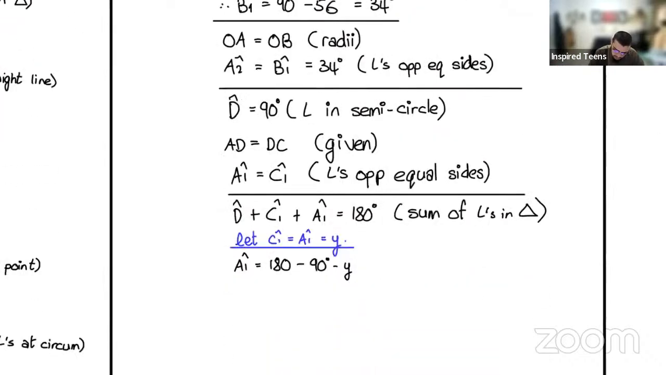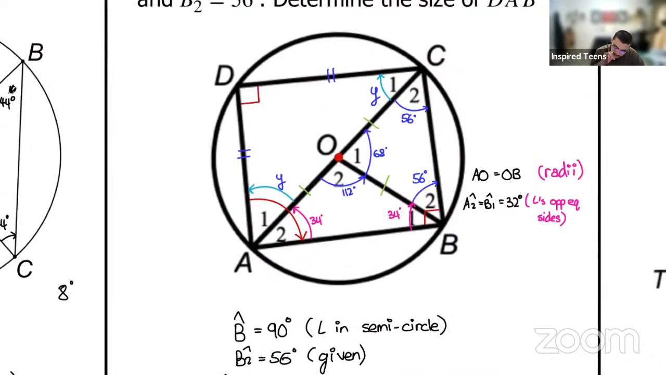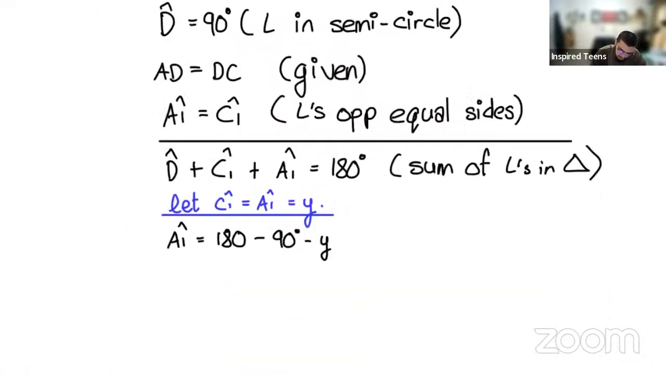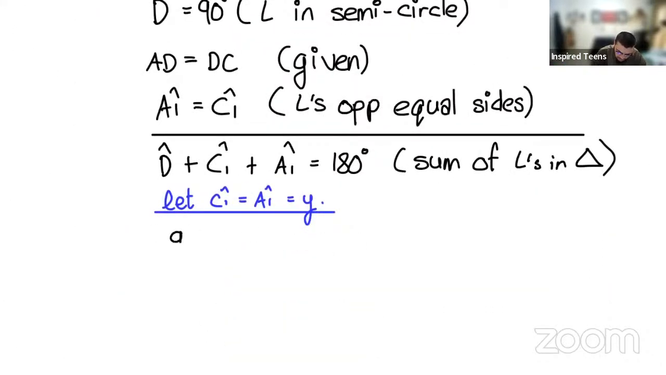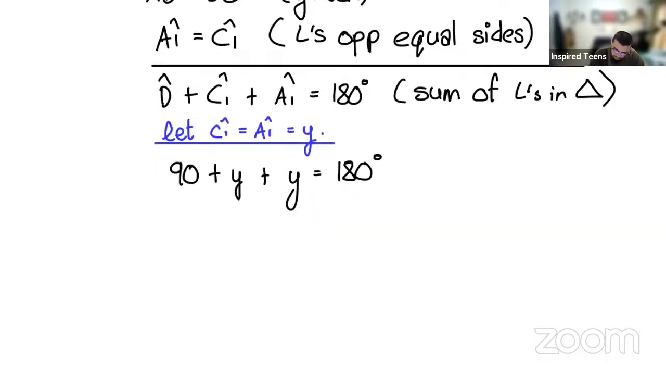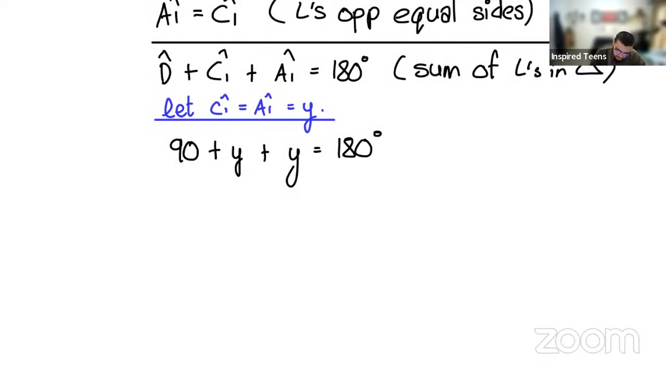Then how can you deduce this? 180 minus 2y, 180 minus 90 gives you 90. And then 90 plus 2y should be equal to 180. Yeah, I think we should do it this way. Okay, so 90 plus 2y is equal to 180. Yeah, this is the best way to do it. So 2y is equal to 180 minus 90, which is 90.